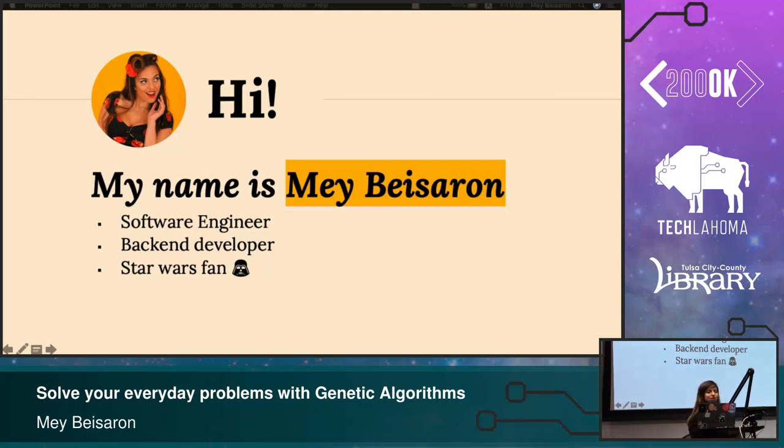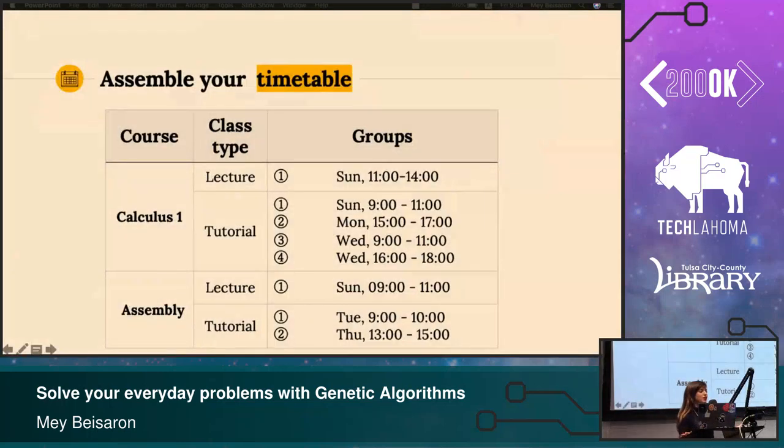During that semester, I had 10 courses left to take. 10. That's a lot. And I had to work 3 times a week. So having to balance between work and college, I had to have the best timetable. I want to give you an example of how I assembled my timetable, but I'm going to do that with only 2 courses for the sake of the example.